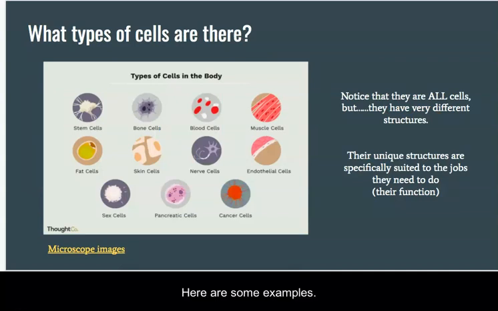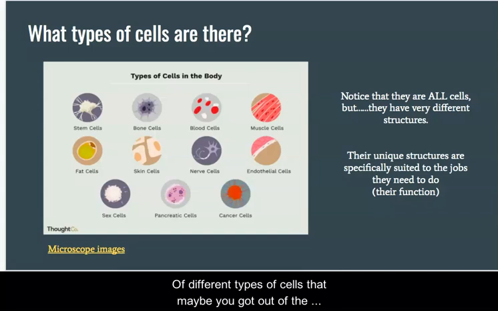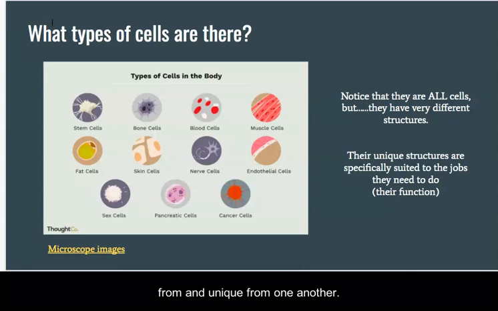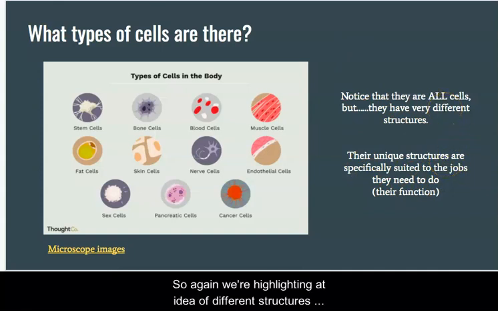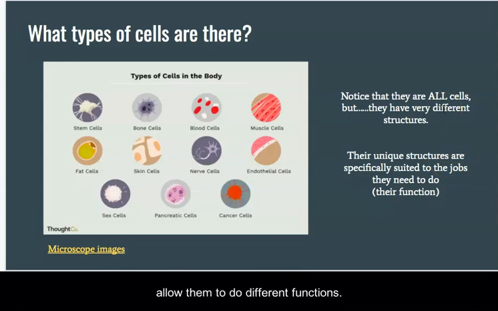Okay. And so here are some examples of different types of cells that maybe you got out of the video or that you were able to type in the chat. They're all cells. But I want you to notice that they have very different structures. So they are all cells, but they look very different and unique from one another. And that unique structure gives them the job that they need to do, their function. So again, we're highlighting that idea of different structures allow them to do different functions.